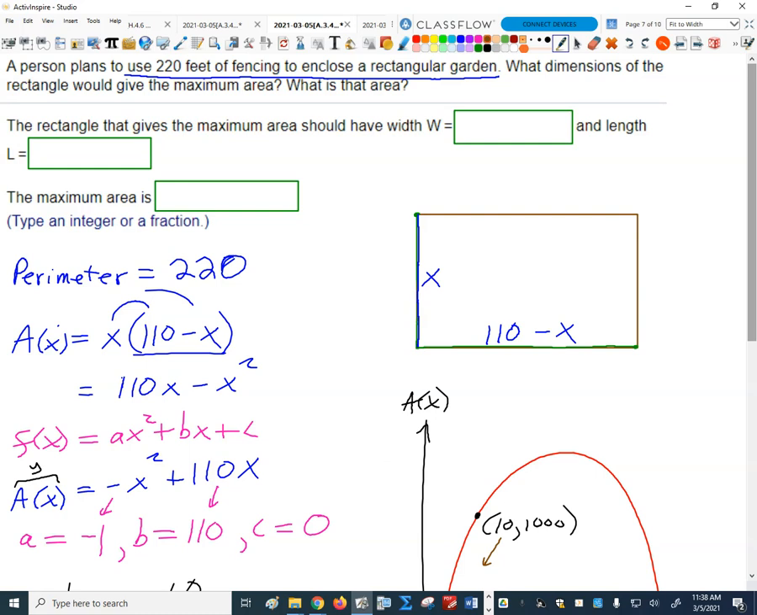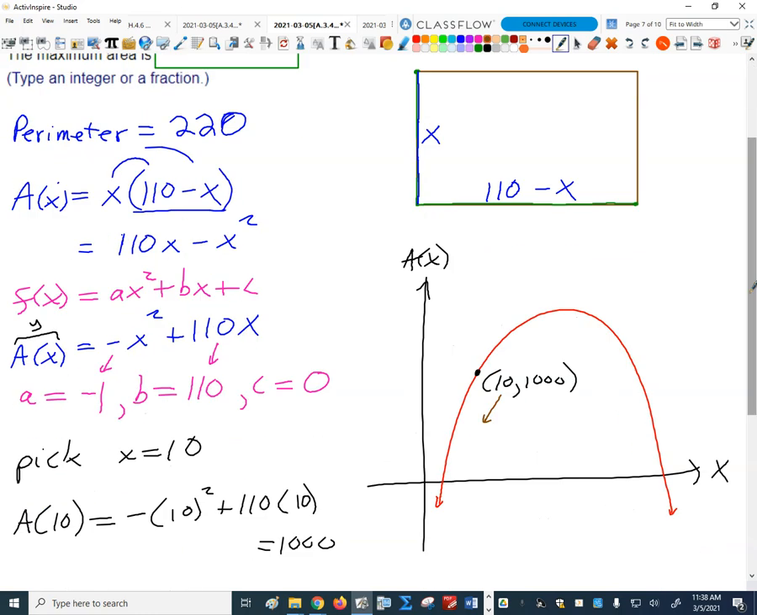Right, that's an x coordinate, isn't it? So that's a value of x. What is x standing for in my picture? What does x represent? Yeah, it's the width of the garden, isn't it? Right, good. So 10 represents a width of 10 feet, okay?